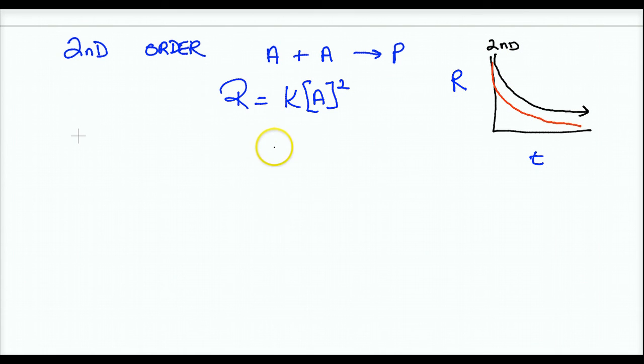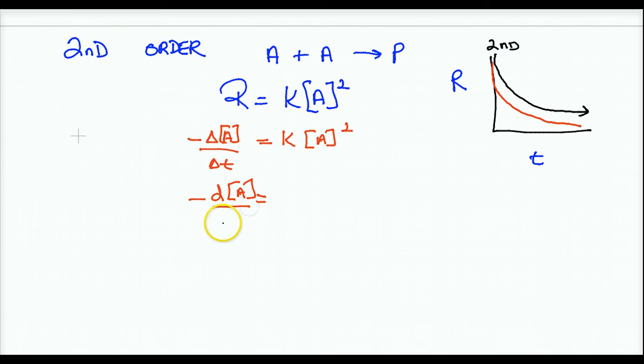In any case, moving forward, let's differentiate our equation. Okay, that must be equal to the what? Equal to the disappearance of A, right? So the negative change of A over the change of time equals k[A]². And we do the differential and make this smaller, so we get negative d[A] over dt equals k[A]². Okay, bring the A's down and bring the dt up.